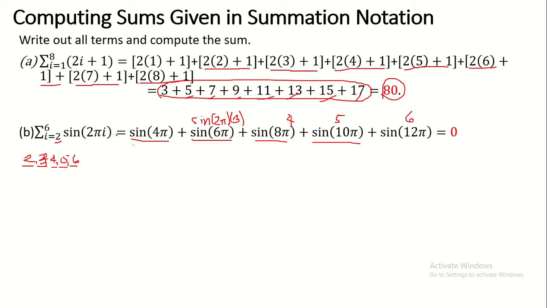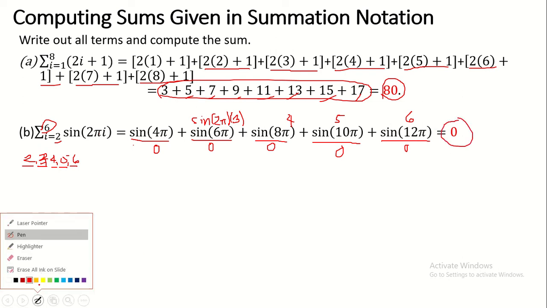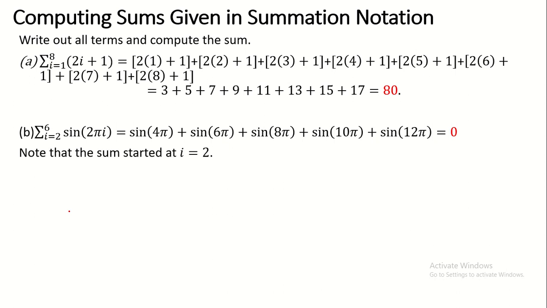And then if we have 6, so we're going to end with 6. If we have 6, that's sine times 2 pi times 6. That's why we have sine 12 pi. Now, if we're going to get the sine of 4 pi, that will be 0. Sine 6 pi is 0. Sine 8 pi is 0. Sine 10 pi is 0. And also sine 12 pi is 0. So the sum of all of these terms is just 0. And notice that the sum started at I is equal to 2.